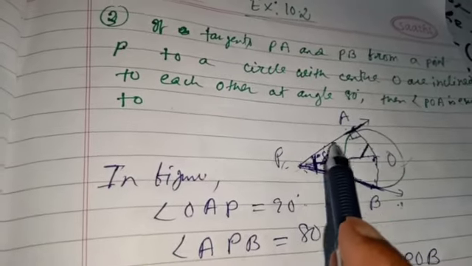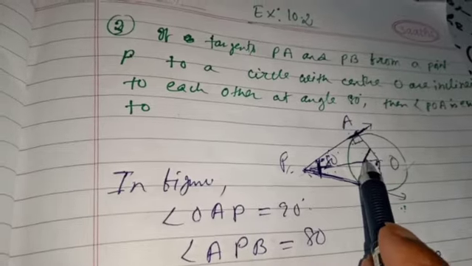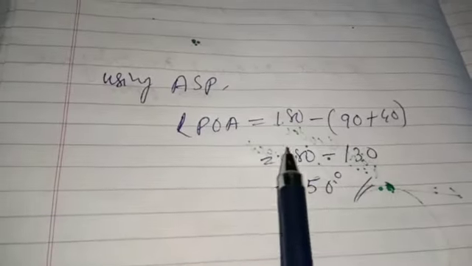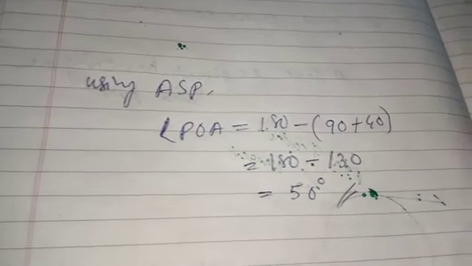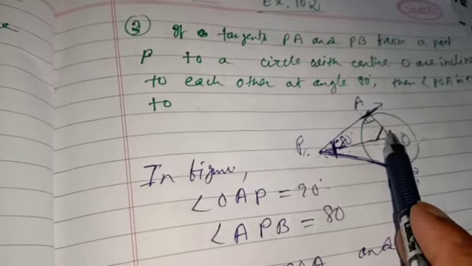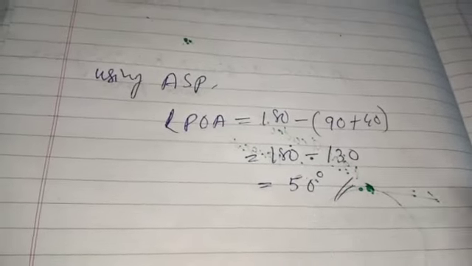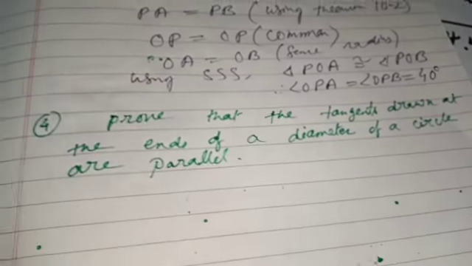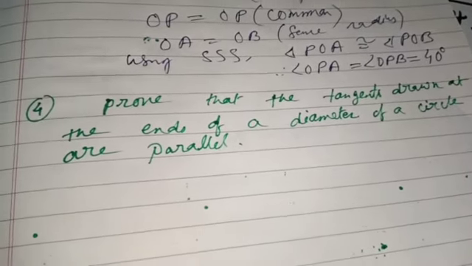If you add these three, 90, 40 plus POA is equal to 180, then you can get it like this. So I wrote a shortcut, okay? POA is 180 minus 90 plus 40, these two added, and subtracted from the sum of all the angles. Okay, 180 minus 130, 50. Clear? Next, question number 4.